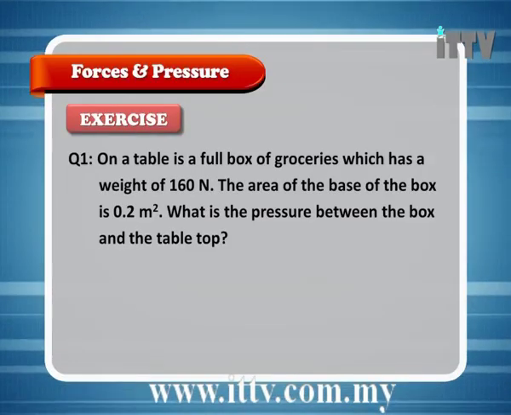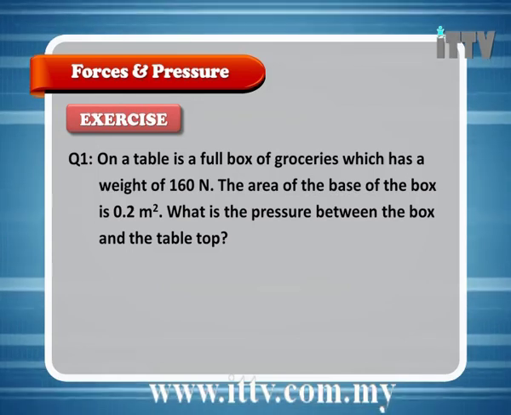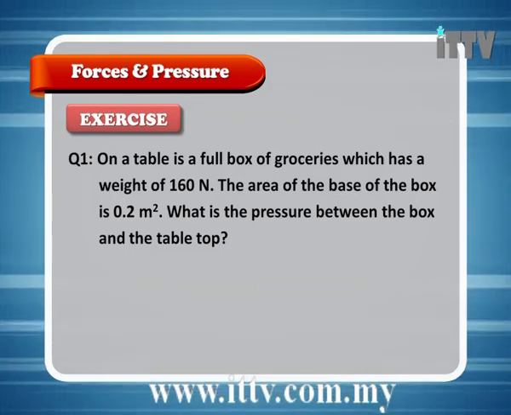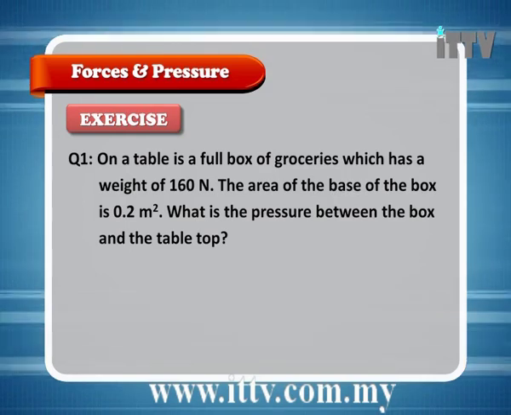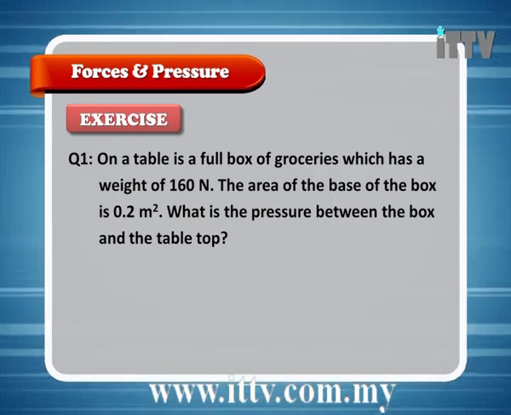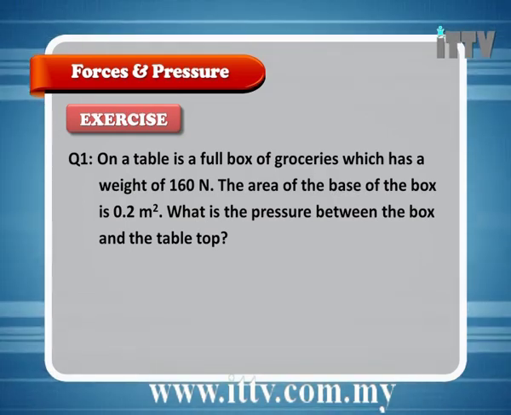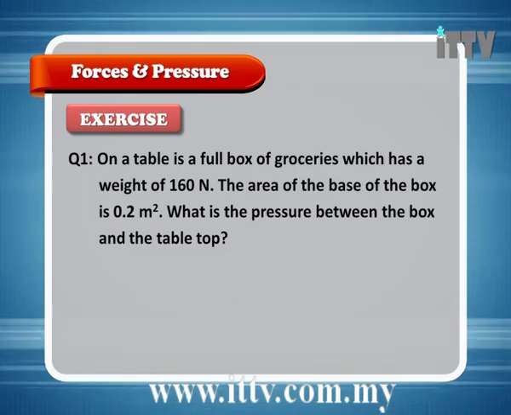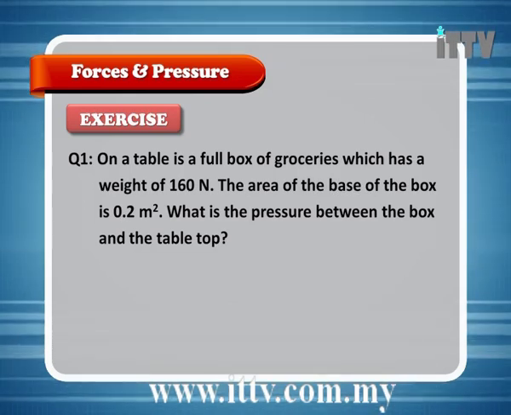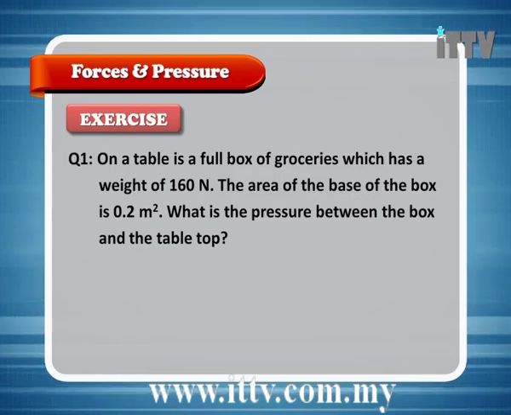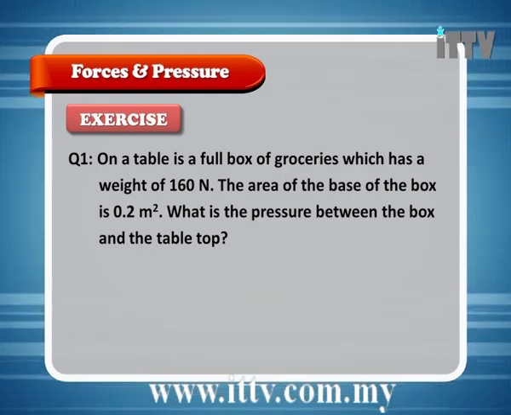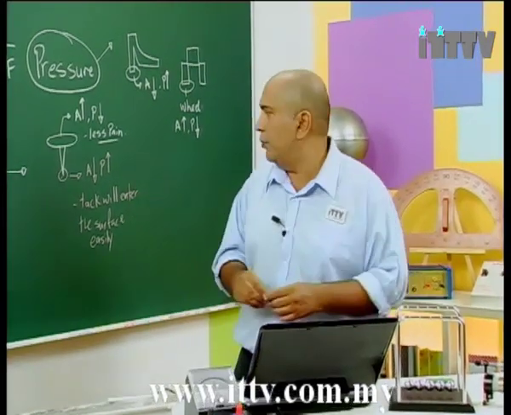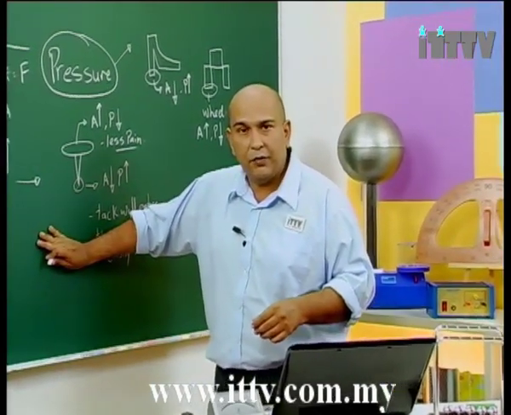On a table is a full box of groceries which has a weight of 160 newtons. The area of the base of the box is 0.2 meter squared. What is the pressure between the box and the tabletop? Well, I don't know what you're waiting for. You need to start sketching straight away. A simple sketch is all we need. Let's use this area over here.